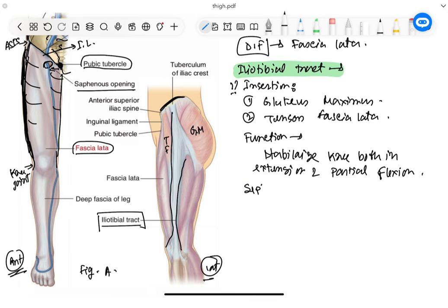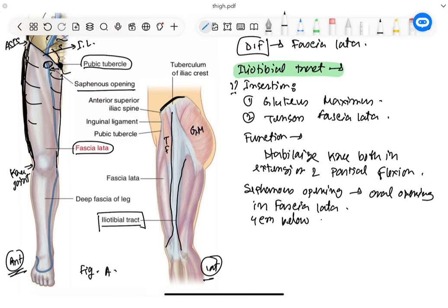So, let us learn about the Stephanus opening. And where is it located? It is an oval opening in the fascia lata, that means the deep fascia. And where is it located? 4 centimeter below and lateral to the pubic tubercle. I am writing in shortcut.